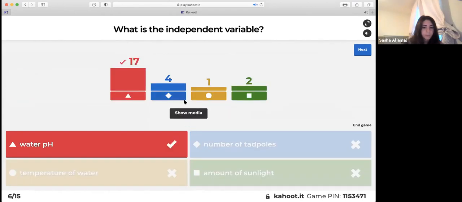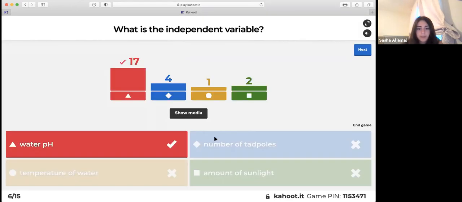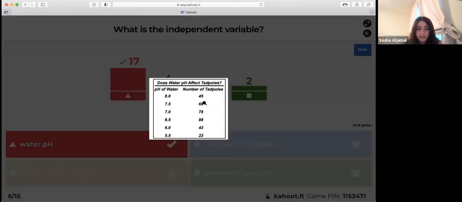Okay, yes, water pH, independent variable. So we can see, does water pH affect tadpoles? And then you can see the pH of water and the number of tadpoles and see how many tadpoles live in the water. It's kind of confusing. They don't really explain a lot. It's just a small picture, but yeah, it wouldn't be the number of tadpoles because it's not dependent on anything.